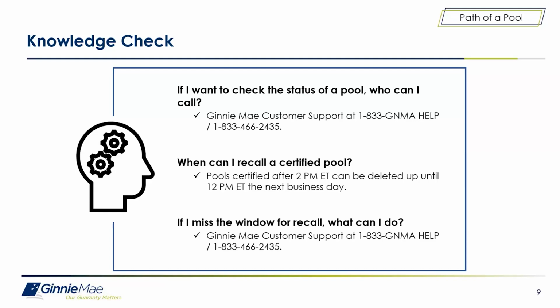You get in touch with the GenMay customer support group at 1-833-466-2435. And again, everybody has their favorite person to call. Some people call Sean, some people call Erica, some people call Pam, depending on who they're comfortable with. Even if they have their direct number, they call them and get in touch that way. Then they'll ask them to send an email, so we have it all documented that you're requesting a delete of a pool. So that's a couple of knowledge checks from some of the screens we just went through.